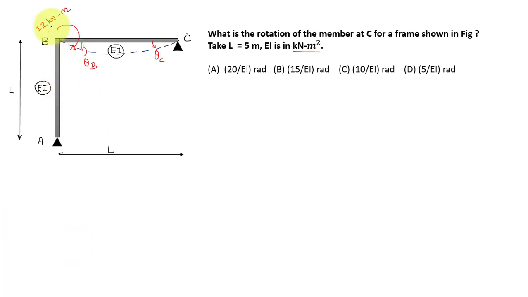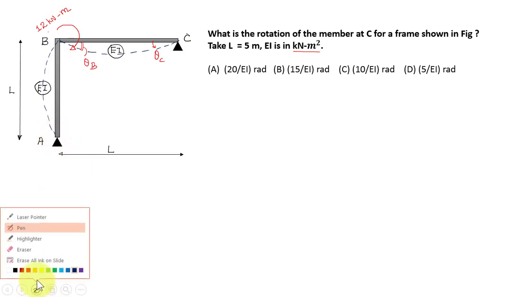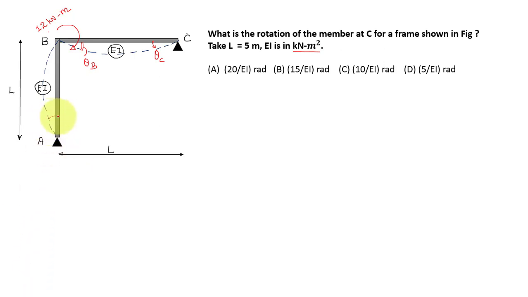Because of this loading, your column also will deform something like this. We will have some rotation at joint A also, because joints A and C are not fixed, they are pin joints, so we will have some rotation at joints A and C. This is a rigid joint B, so this angle will be maintained as 90 degrees. That is why it will take a deflected shape something like this.